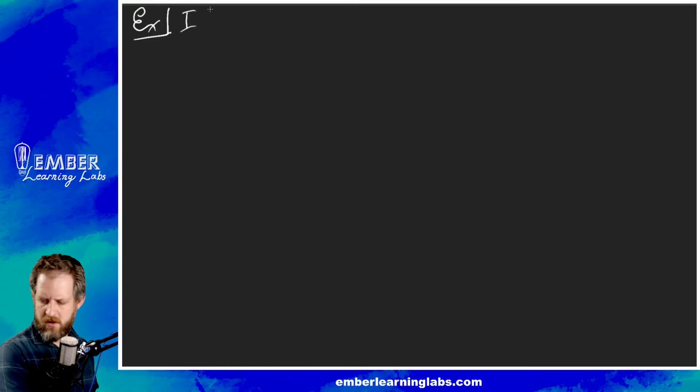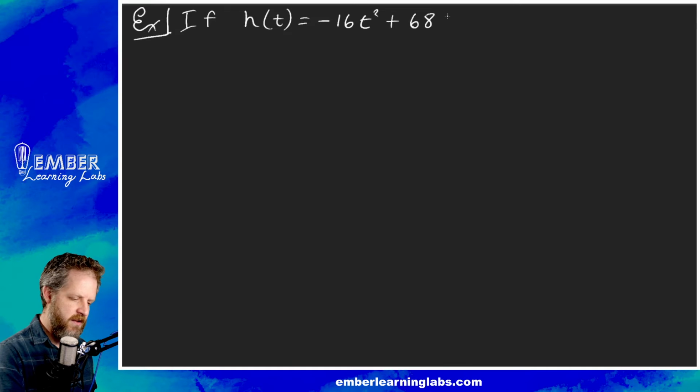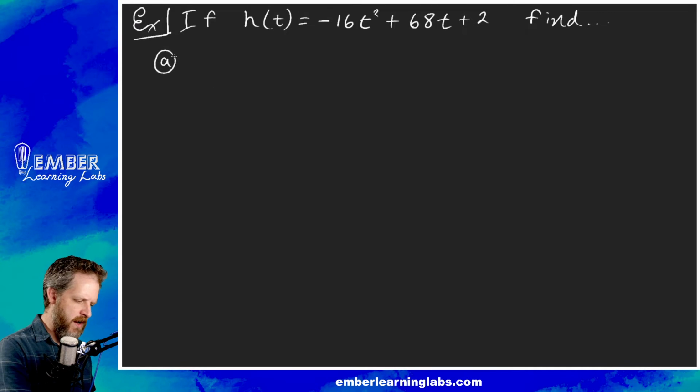If h of t, see what I'm talking about? It's not always x, right? Equals -16 t squared plus 68 t plus 2. Find, for part A, we're going to find h of 4.